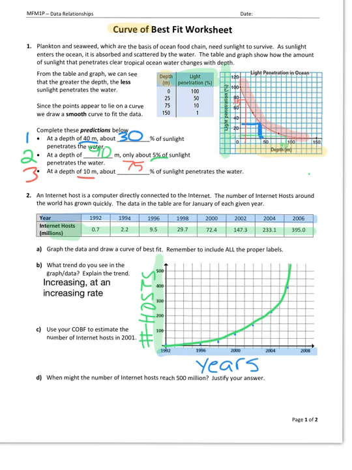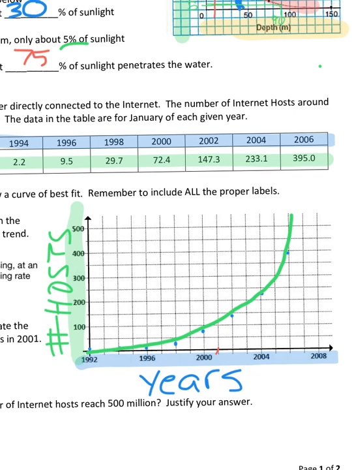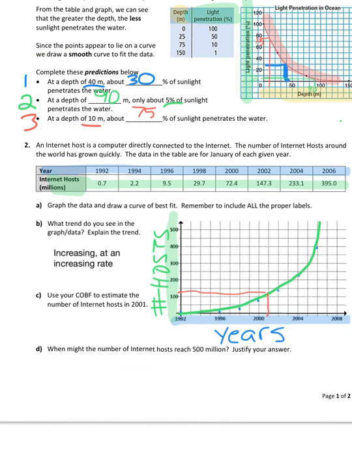Part C wants us to use our curve of best fit to estimate the number of internet hosts in 2001. So 2001, draw our line up, hit our curve, read it across. Hopefully you're smoother than I am. And we're at approximately 120. So we're at 120. Don't forget our units. We're at 120 million. Our units should probably be on our graph here.